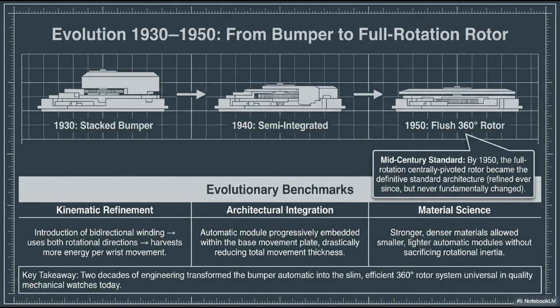By 1940, we see the semi-integrated phase. Engineers began carving out space in the base caliber to sink the automatic module lower, drastically reducing total movement thickness. Finally, by 1950, we arrive at the flush 360-degree rotor. Material science gave us denser, heavier alloys. This allowed the mass to be smaller and flatter without sacrificing rotational inertia. The bumpers were eliminated, allowing the rotor to spin a full 360 degrees silently and continuously. By 1950, this full rotation, centrally pivoted rotor flush with the movement became the definitive mid-century standard, and it is the architecture we still use today.